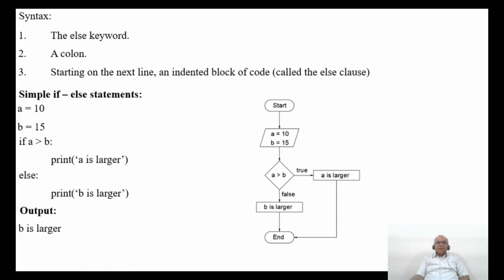Suppose you are writing the flow chart for this. At the start, a is equal to 10 and b is equal to 15, and then we check: is a greater than b? If the condition is true, a is larger. In this case it becomes false, so b is larger. In both cases, it comes to the end.